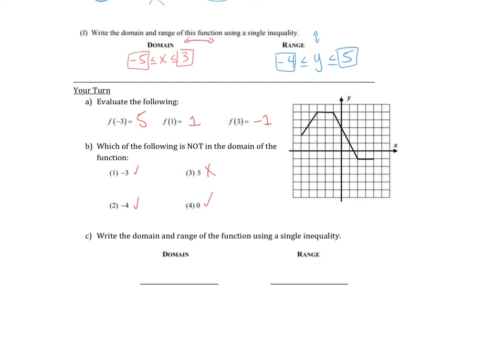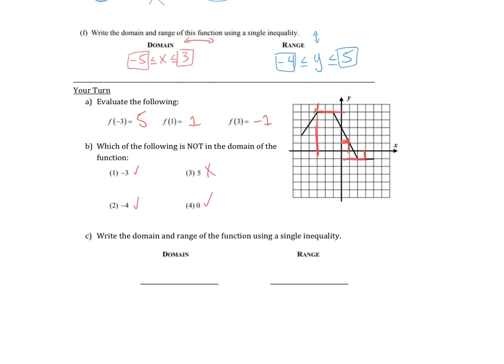So for part A, it says to evaluate the following. F of negative 3, if I go to negative 3, I look where it crosses on the graph, and that's going to be at 5. So it's right here at 5. F of 1 is right here, so that crosses at positive 1. And then F of 3 is right here, so that's crossing at negative 1.